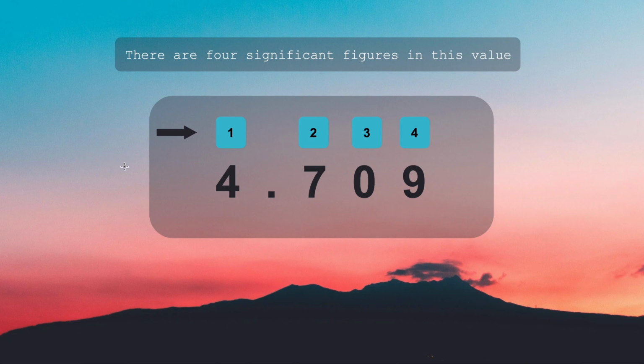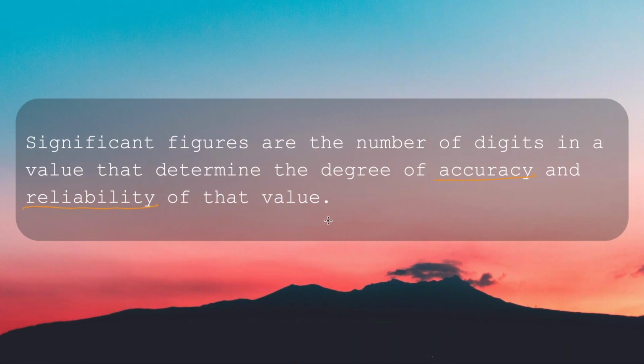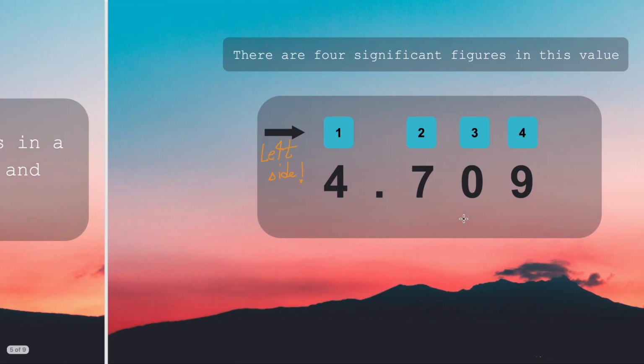So let me give you a simple example, so this might make it clear for you. For example, we have the digits 4.709. As I have stated above, there are four significant figures in this value. And let me also tell you that the counting will start from the left side. So 4.709, there are 1, 2, 3, 4 significant figures here. And as I said before, in the definition, we need to be careful of accuracy and reliability.